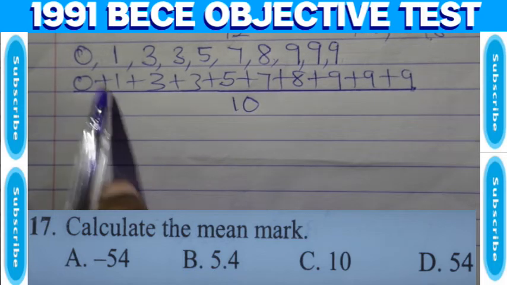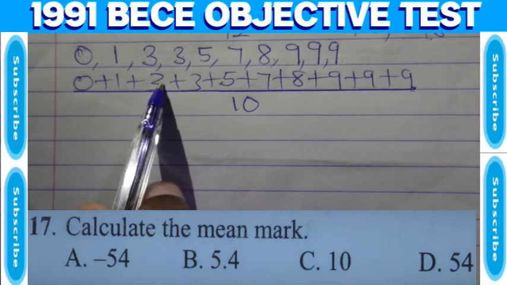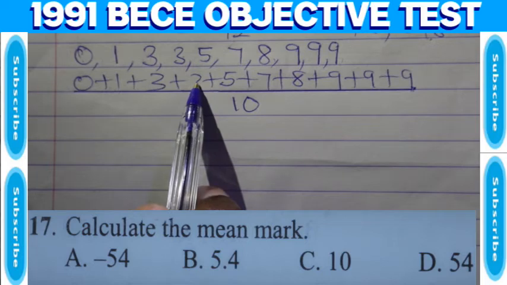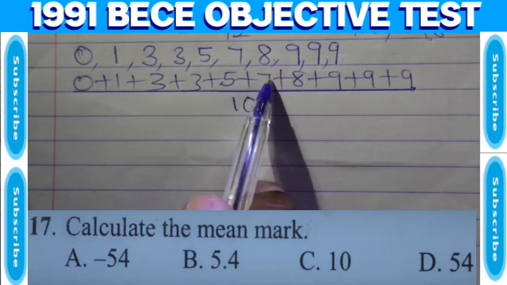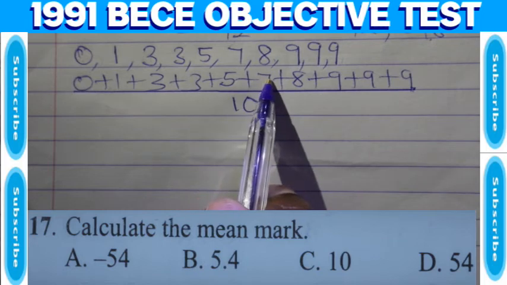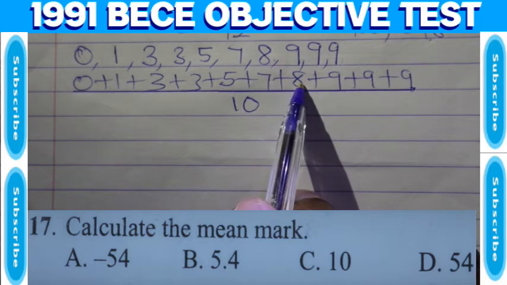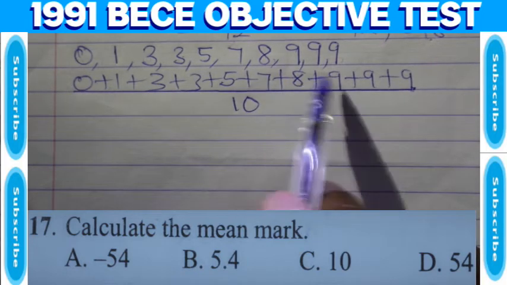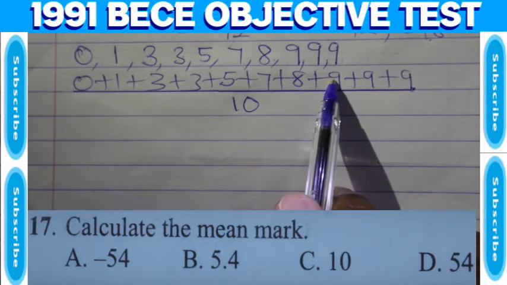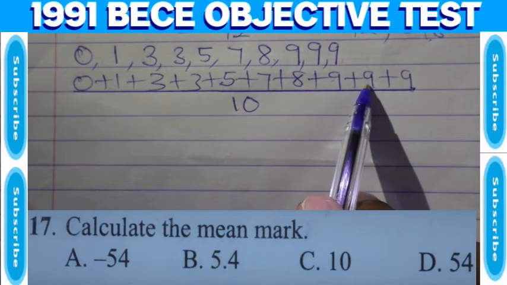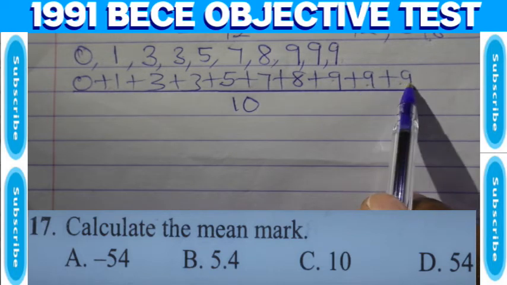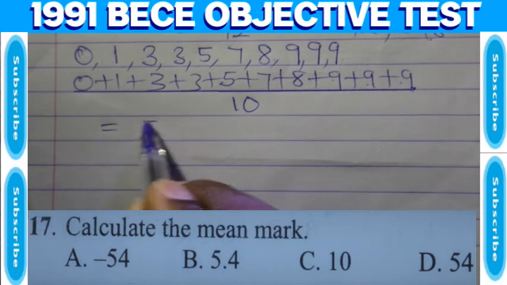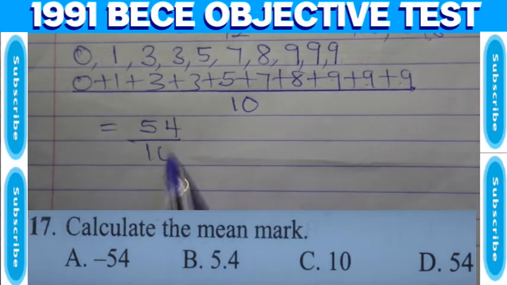Let's add. 0 plus 1 is 1. 1 plus 3 is 4. 4 plus 3 is 7. 7 plus 5, we have 12. 12 plus 7 over here is 19. 19 plus 8 is 27. 27 plus 9 is 36. 36 plus 9 will give us 45. 45 plus 9 over here will give us 54. So we have 54 divided by 10.